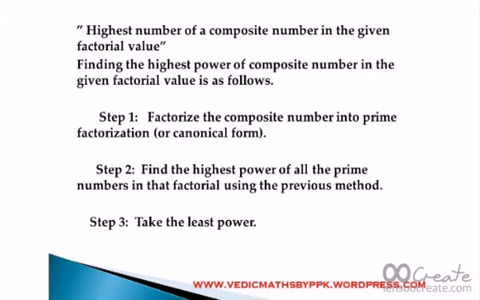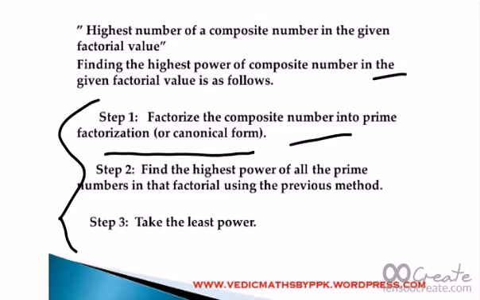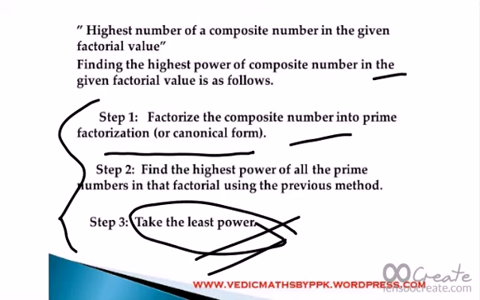Or, find the highest power of a composite number in a given factorial. We go by these 3 steps. First, factorize the composite number into its prime factorization or canonical form. Second, find the highest power of all the prime numbers in that factorial using the previously mentioned method. Third, take the least power. This is very important: take the least power.